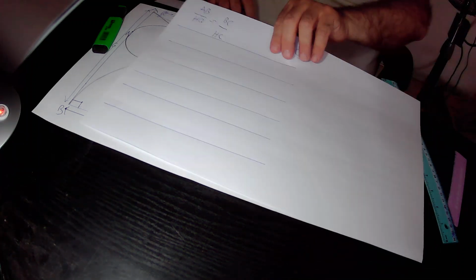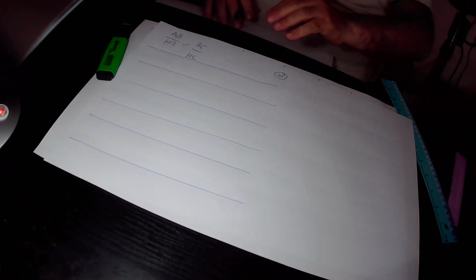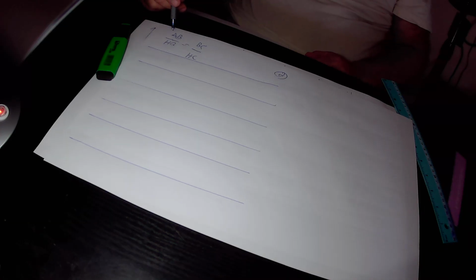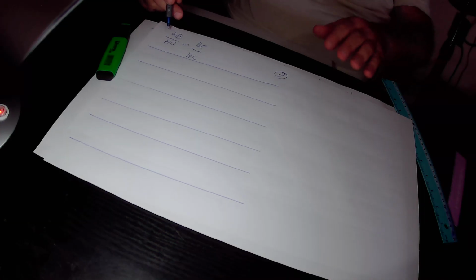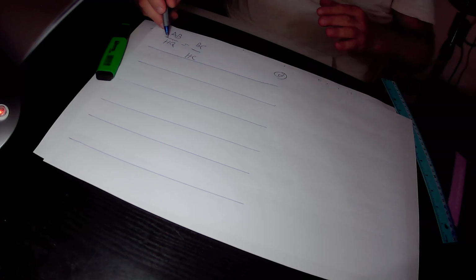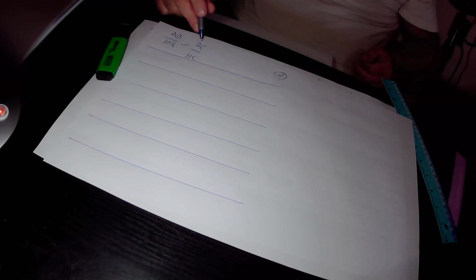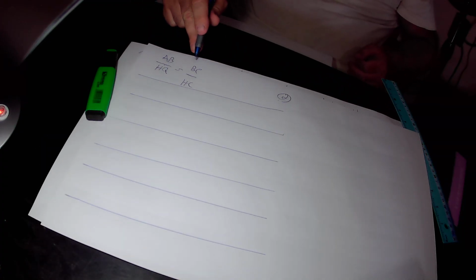We will derive that side AB in the big right triangle ABC over side HQ in the small right triangle HCQ equals side BC in the big right triangle ABC over side HC in the small right triangle HCQ.